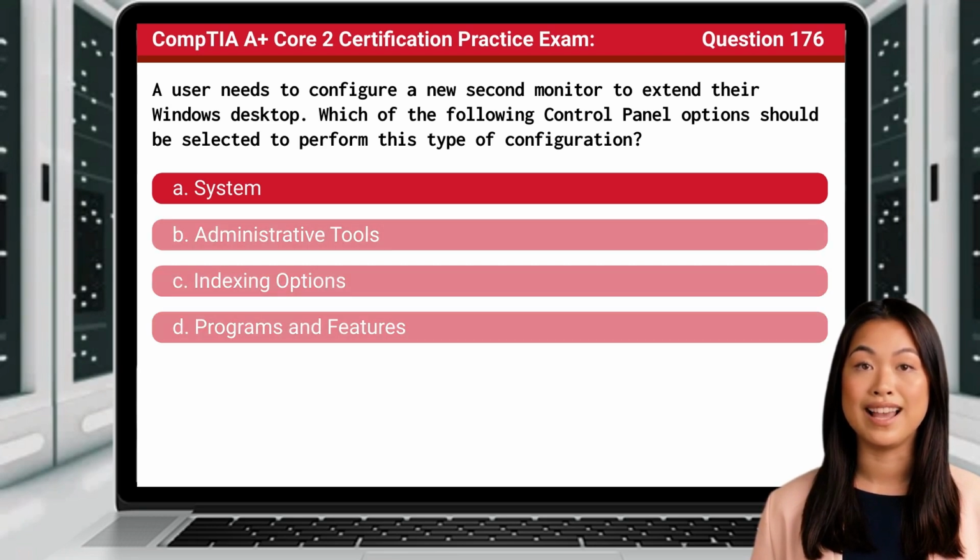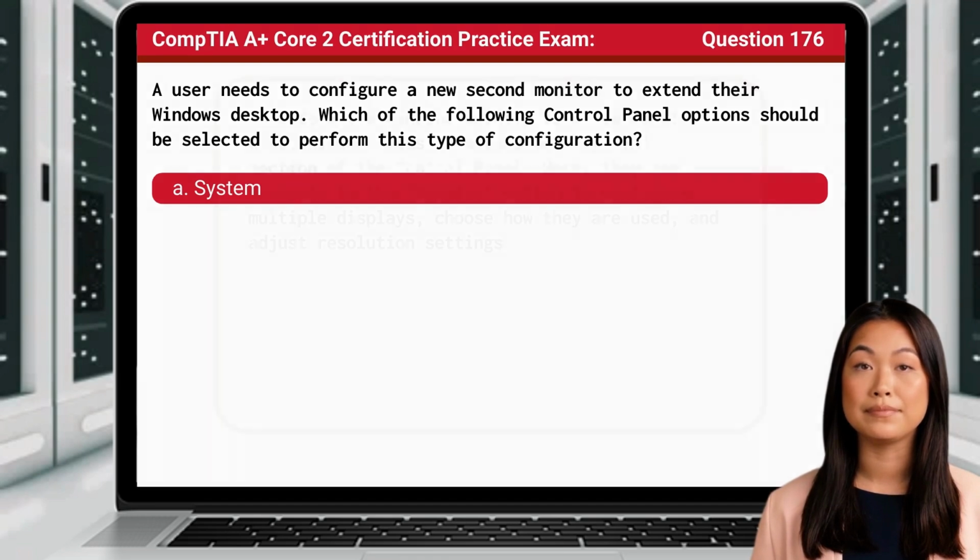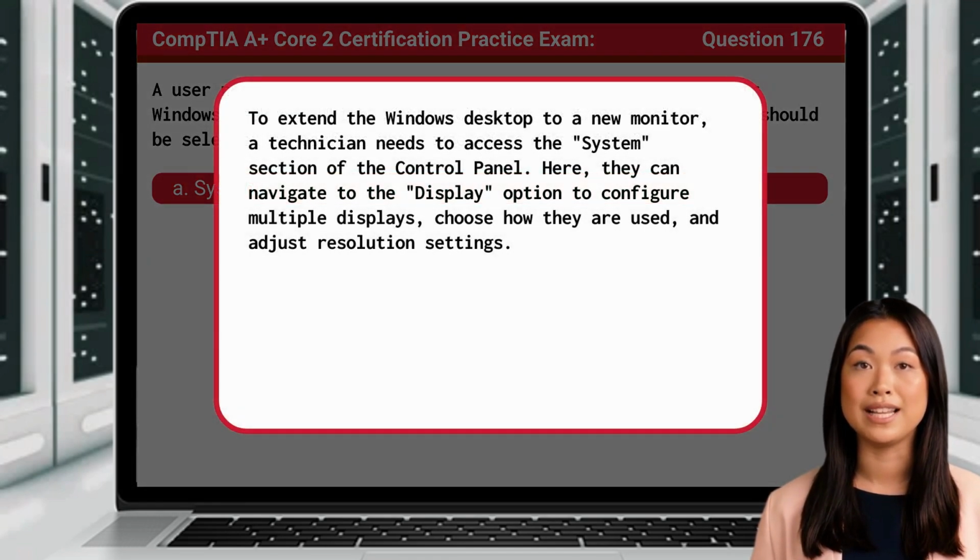The answer is A. System. To extend the Windows desktop to a new monitor, a technician needs to access the System section of the control panel. Here, they can navigate to the display option to configure multiple displays, choose how they are used, and adjust resolution settings.